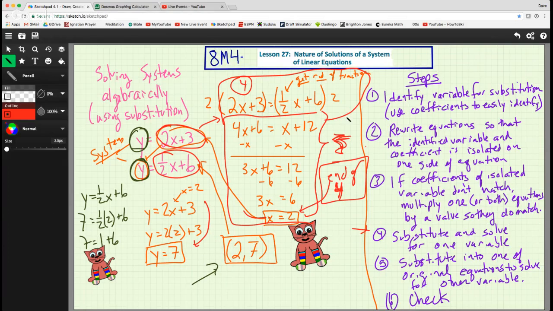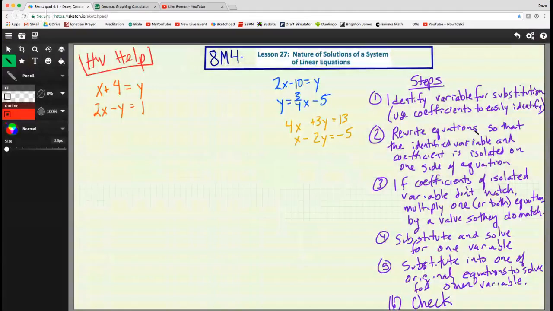Okay. So we're going to do this a couple more times, and then hopefully it'll all make perfect sense. So let's do another one. And this one's going to be a tad more involved. It's going to involve steps 1, 2, 3, 4, 5, and 6.